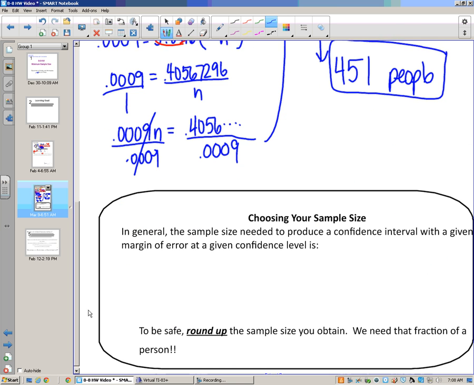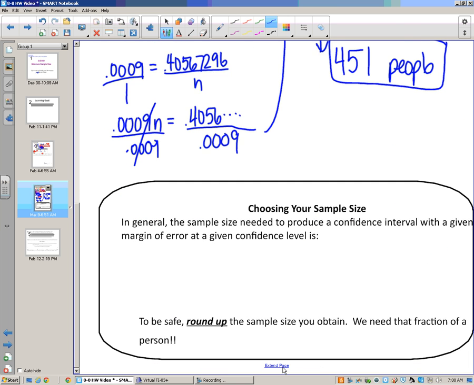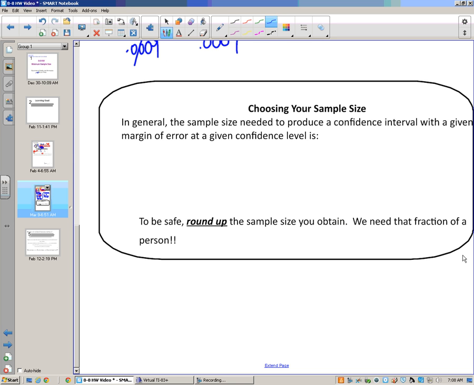So this is a way for us to choose our sample size. In general, the sample size needed to produce a confidence interval with a given margin of error. What that means is they will give you the margin of error at a given confidence level. So the margin of error is going to be given. The confidence level will be given. And you are going to find n.